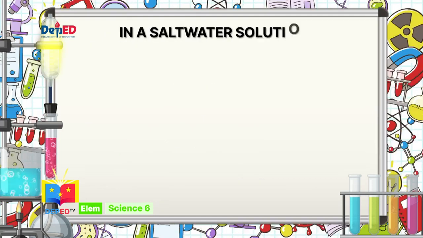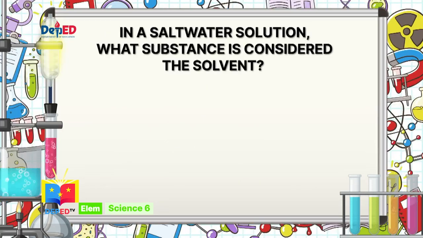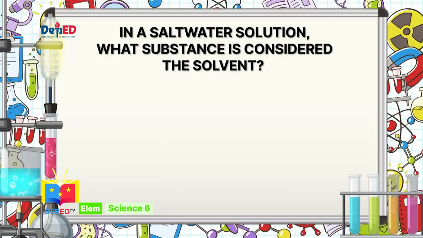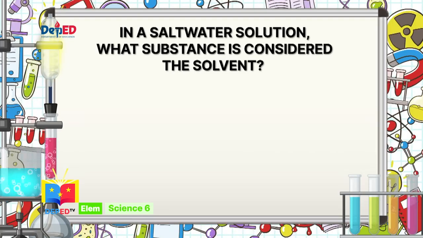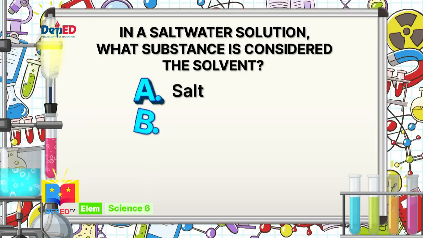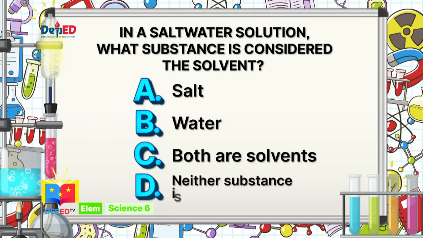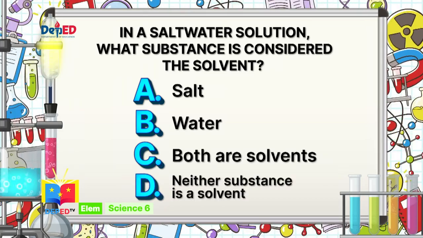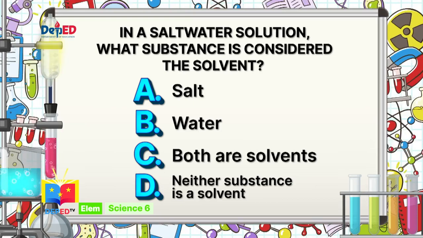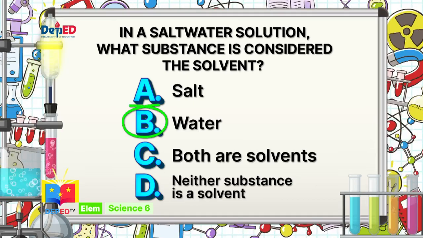Solvent. Number 5. In a salt water solution, what substance is considered the solvent? A. Salt. B. Water. C. Both are solvents. Or D. Neither substance is a solvent. The correct answer is B. Water. I hope that you have learned something today.